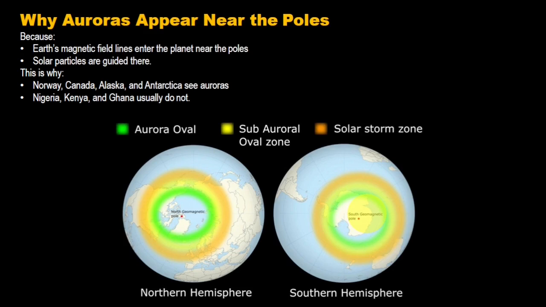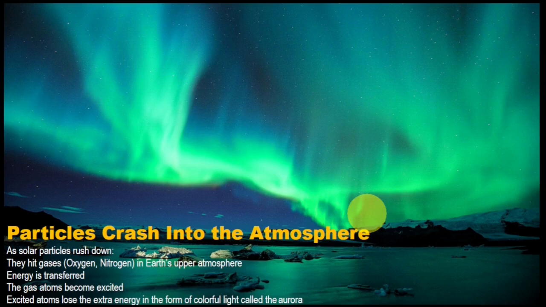Do you understand? That is why countries in the northern and southern hemispheres, like Canada, Alaska, and Antarctica, see the aurora. But countries in the middle, like Africa, we don't usually see the aurora. Africa and other countries in the equatorial regions do not experience the aurora.